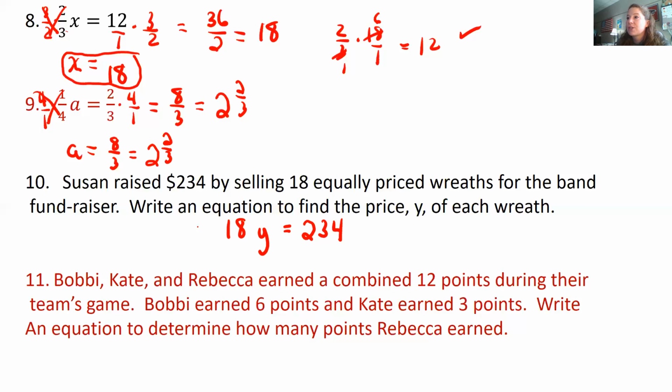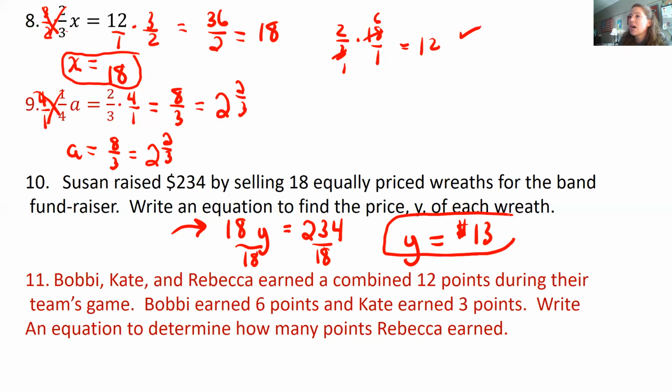So there's our equation. Now it doesn't tell us to solve the equation, but we could. We could divide both sides by 18. So 234 divided by 18 is 13. The price of each wreath is $13.